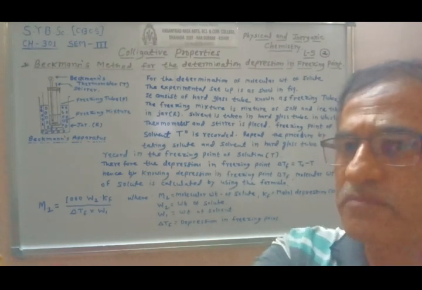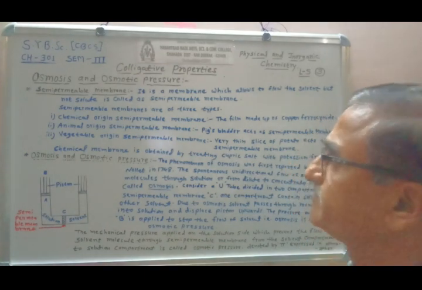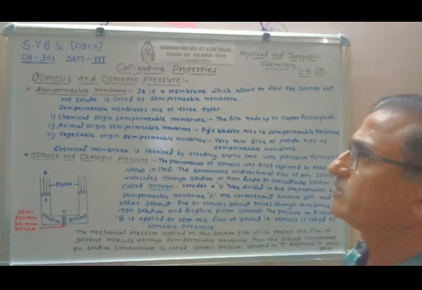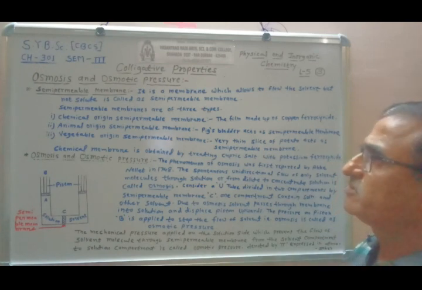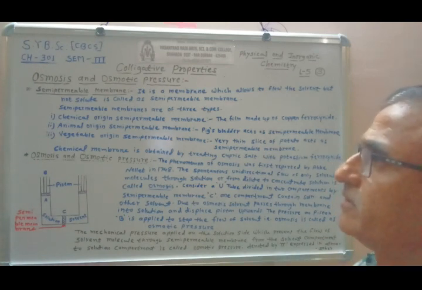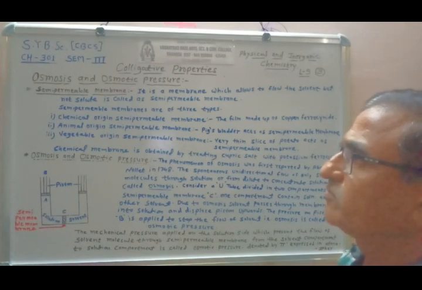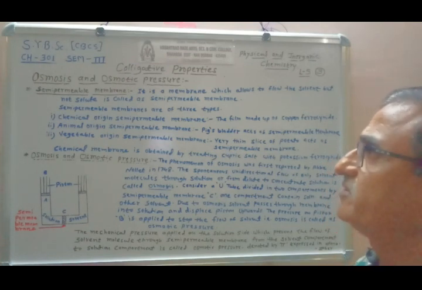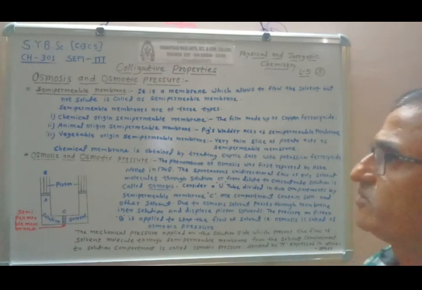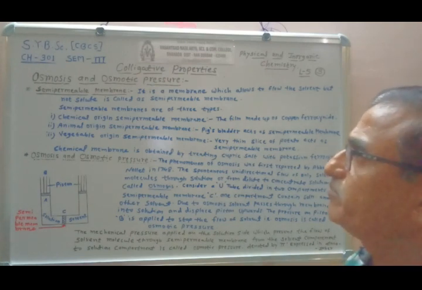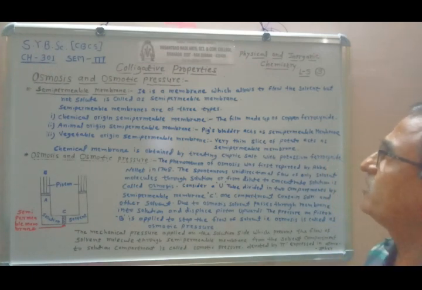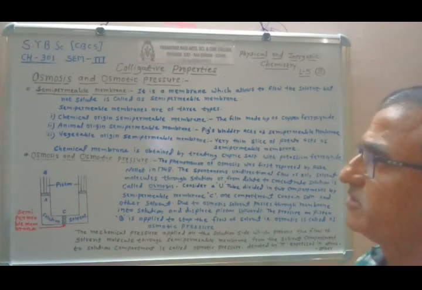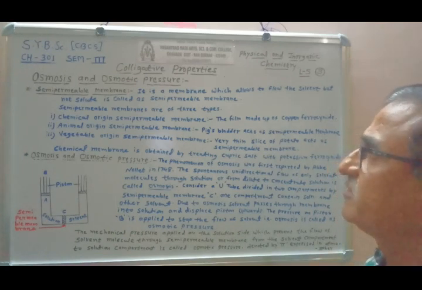So in this way we can calculate the molecular weight of that solute by using the depression in freezing point method. Now friends, we have to discuss the next colligative property, that is osmosis and osmotic pressure. So this is also a colligative property. First, we must know what is a semi-permeable membrane. It is the main part in osmosis and osmotic pressure. It is a membrane which allows only the solvent to flow, not the solute, and is called a semi-permeable membrane.